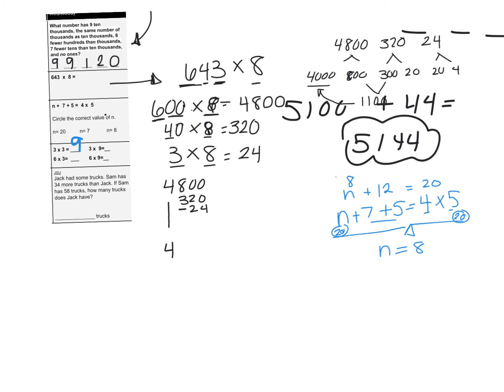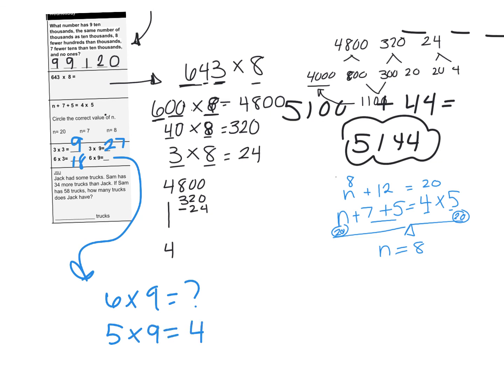Multiplication question, 3 times 3 is 9. 3 times 9 is 27. 6 times 3 is 18, and 6 times 9, think about that one if you're not sure, because sometimes people get stuck on 6 times 9. Here's a strategy. If you don't know 6 times 9, but you know 5 times 9, if 5 times 9 is 45, what's one more set of 9? Yeah, that's right, 54. So 54.